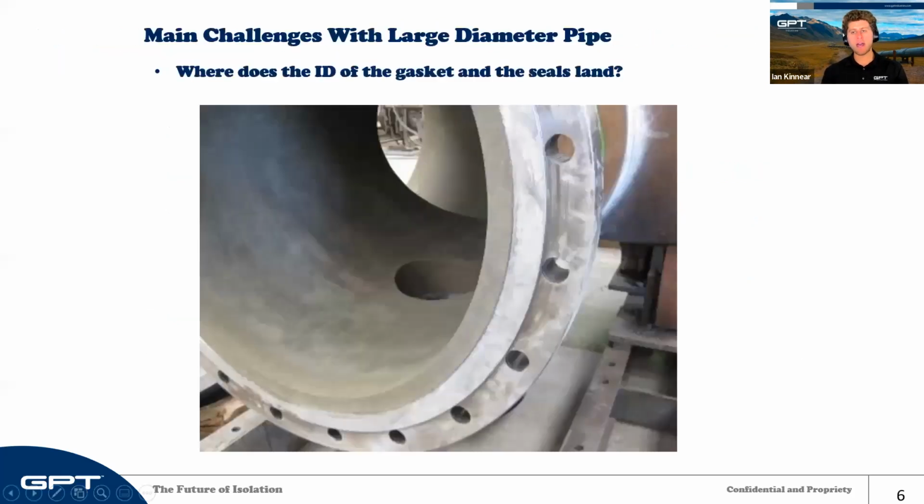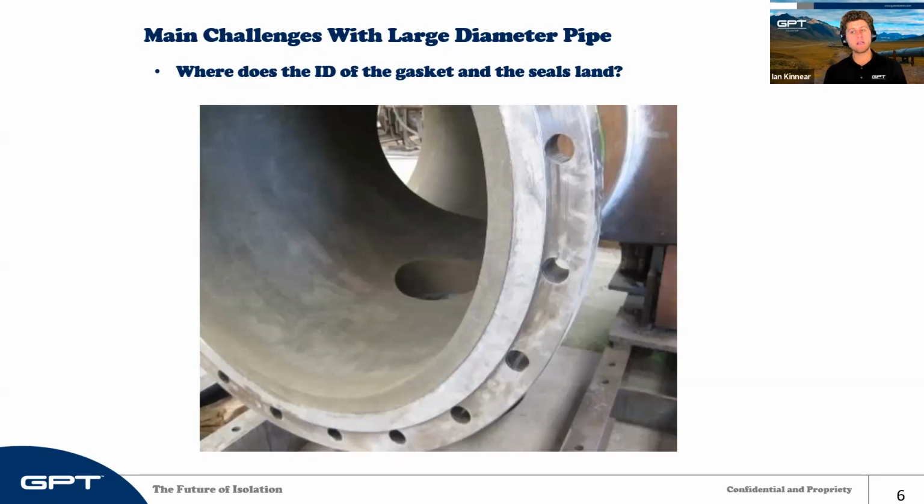So going back to the first challenge, we're going to go with large diameter pipe first. And that first challenge that I brought up is, where does the ID of the gasket and where do the seals land on the flange face? Of course, to create a proper seal, it's necessary that the sealing elements of the gasket land on a proper sealing surface on both sides, right? These isolation gaskets usually have small seals. They're a strip that goes all the way around, and that seal has to land on a proper sealing surface, right?